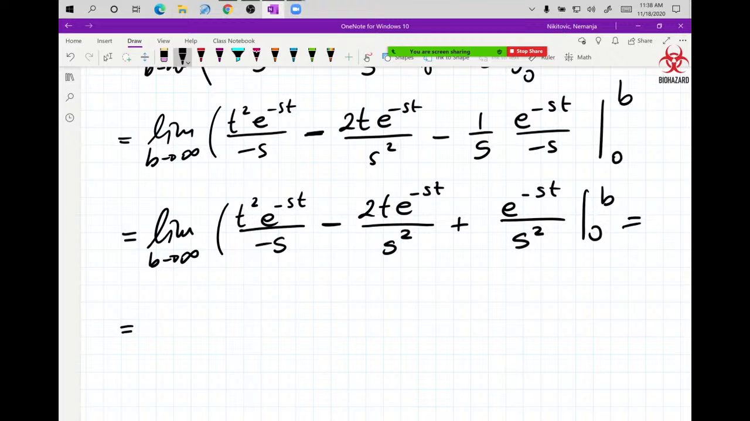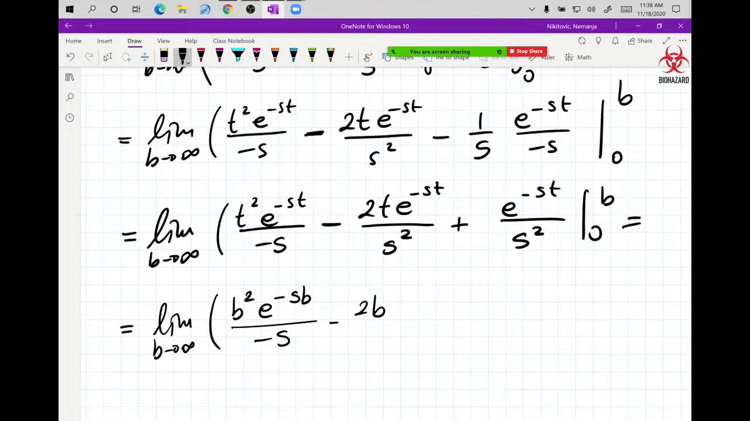So what you have here is, the next step is plug in b everywhere and then plug in 0 everywhere. So we have the limit as b goes to infinity, and now we plug in the b everywhere. So now that's going to be b squared e to the negative sb divided by negative s, minus 2b e to the negative sb divided by s squared, plus e to the negative sb, should be writing this as a bs, would be funnier, divided by s squared. Now we have to go and put 0 everywhere.